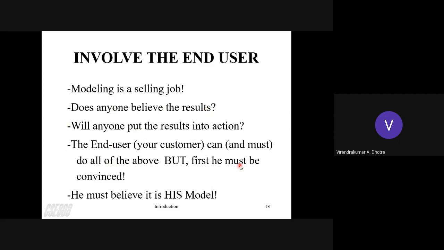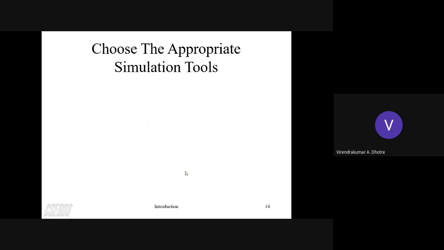So the end user can do this for you. You can involve him, but he should convince you that this is required, this is what I want, right? Then definitely you can believe him and you can create a model. So involving the end user is a very good thing, but not at the end. If you involve him from the start, definitely it will help you define an achievable goal very easily.